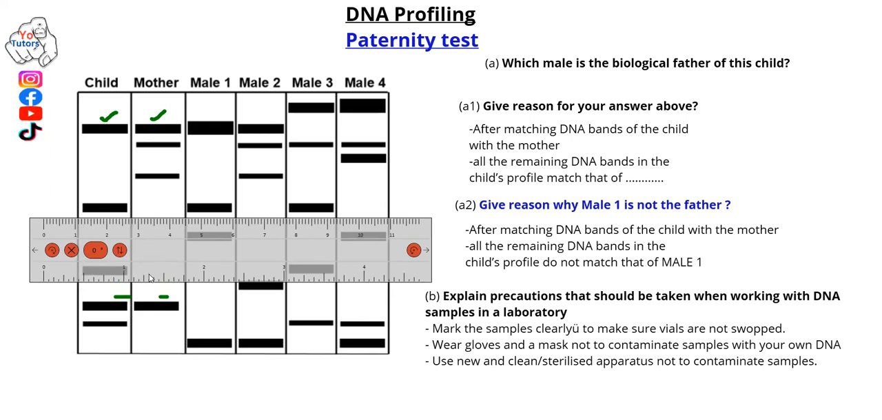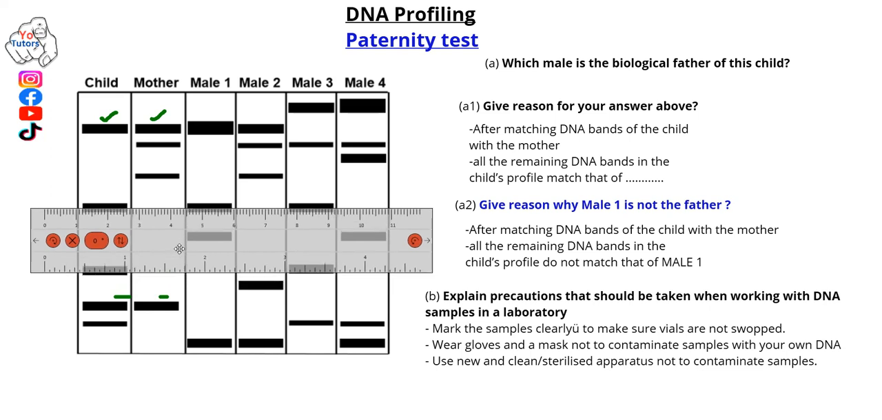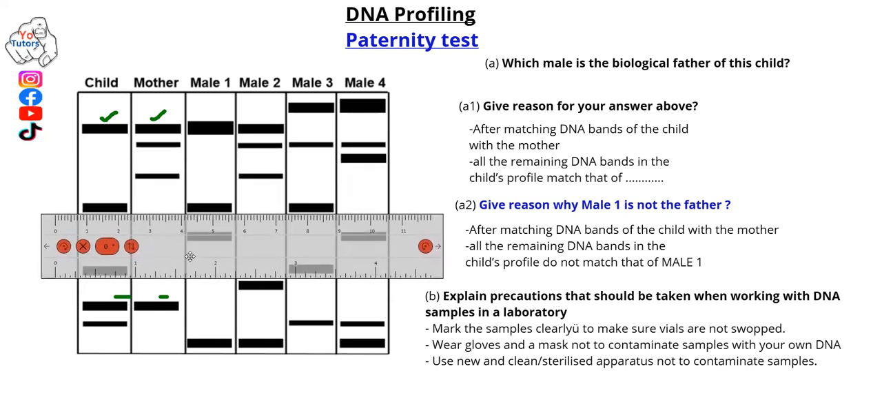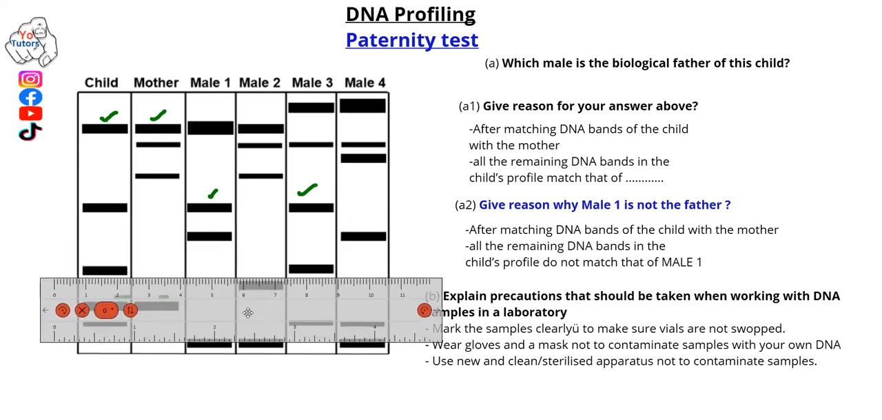Now, what do you do? You look at the remaining bands. The remaining bands should match the father. So you go here with your ruler. You can go with the second band of the child. You can see it's here, so it's matching male 1 and male 2. Then we go down again and we see that the second band here that is not matching with the mother is matching with male 3, and we go down with our ruler.